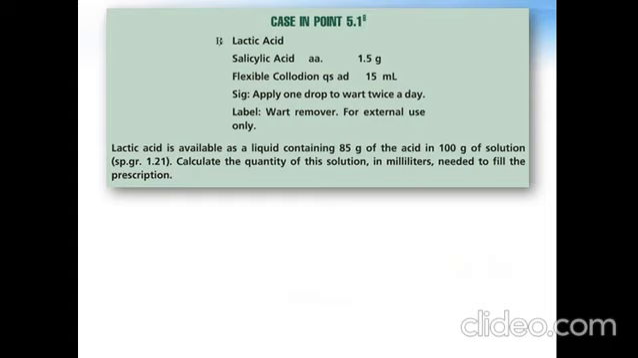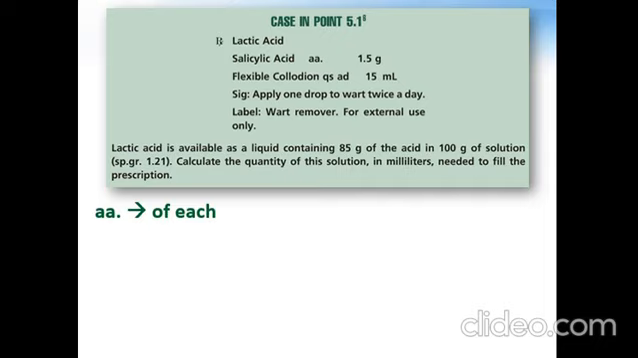And next one is a case study. Okay, it is a case study. That's a very good case. You have lactic acid, salicylic acid in the prescription, and flexible collodion, QS to 15 ml. And we don't look at the SIG because I want to focus on the calculation. Lactic acid is available as a liquid containing 85 grams of the acid in 100 grams of solution. The specific gravity is 1.21. Calculate the quantity of this solution in milliliters needed to fill the prescription.